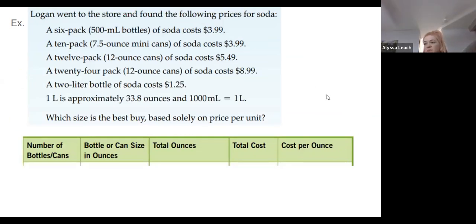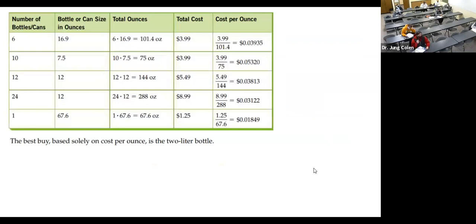Okay, so I will give you the answer here. Ta-da! You can check your answer with this. If you divided this by that, you're going to have a really big number, and that doesn't make sense, right? Because it's cost per ounce for 1 ounce. It cannot be bigger than $3.99 because $3.99 is for how many ounces? 101.4 ounces.